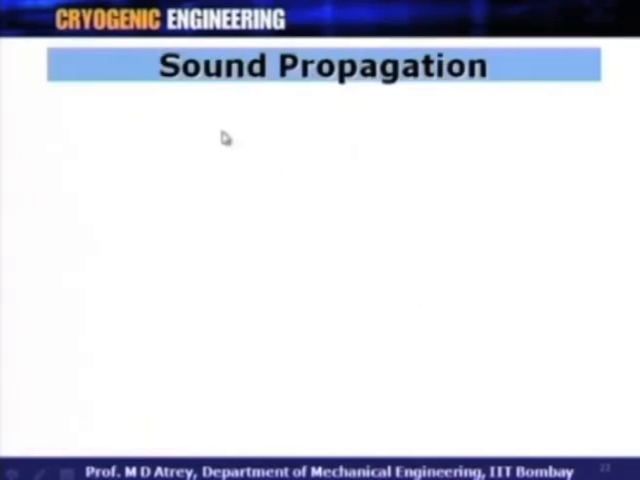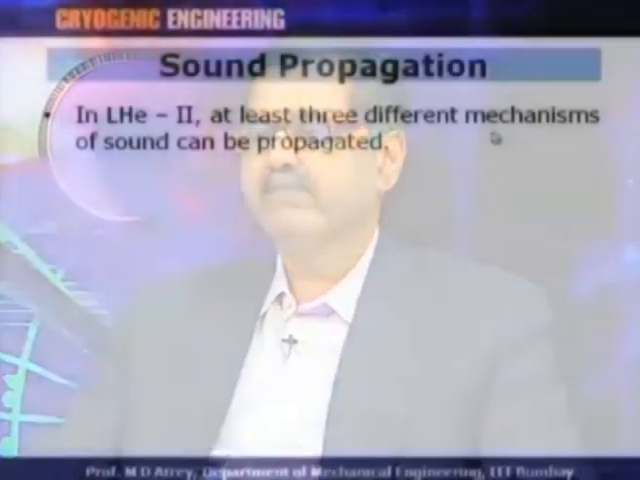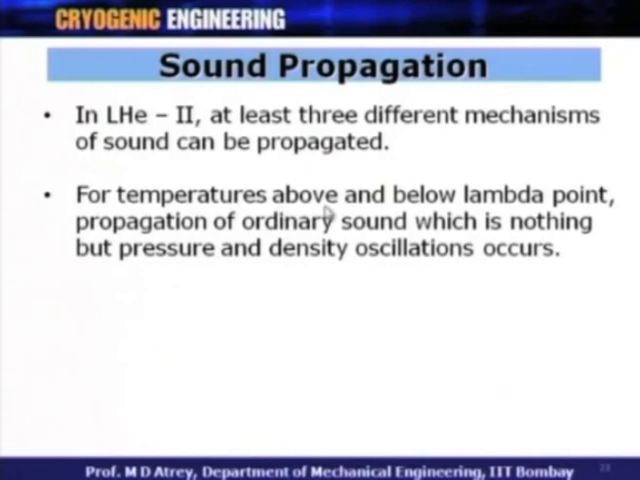The third important property is sound propagation. Sound propagation in liquid helium-2 or liquid helium-1 is not normal. There is something additional to that. In liquid helium-2, at least 3 different mechanisms of sound can be propagated. For temperatures above and below the lambda point, that is 2.17 Kelvin, in liquid helium-1 and liquid helium-2, propagation of ordinary sound, which is nothing but pressure and density oscillation, occurs. So, this is normal sound.